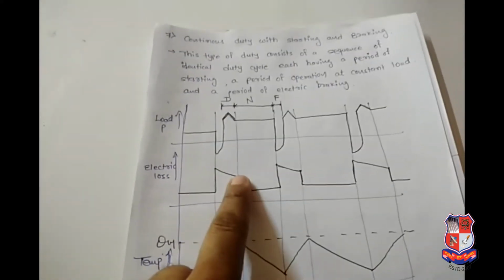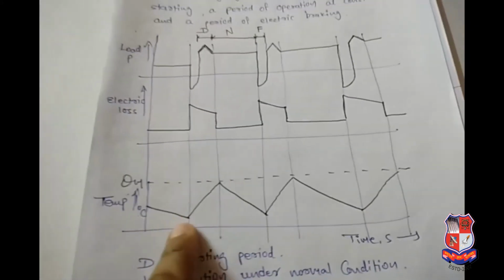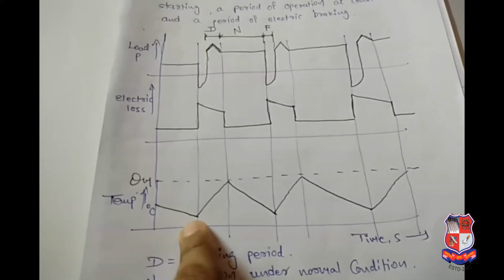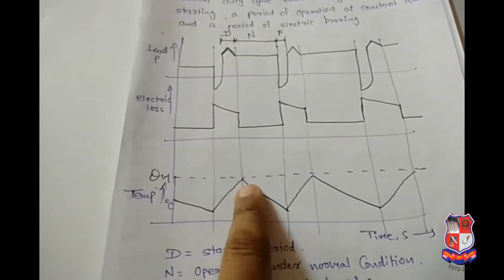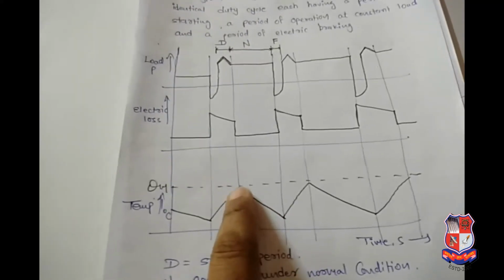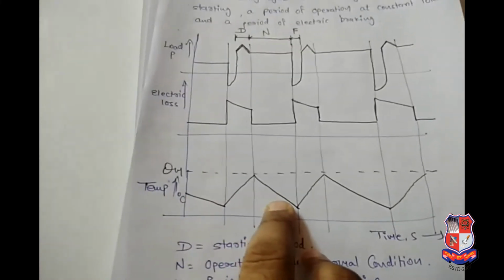Here the electrical loss versus time graph shows that loss increases at starting and also increases during the braking period. Now this is the temperature versus time graph as shown in the figure. When we start the motor, all parts reach thermal equilibrium and the temperature of the motor is high. When the motor runs under normal condition, the temperature tries to get low, and when braking is applied, the losses and temperature tend to increase again.